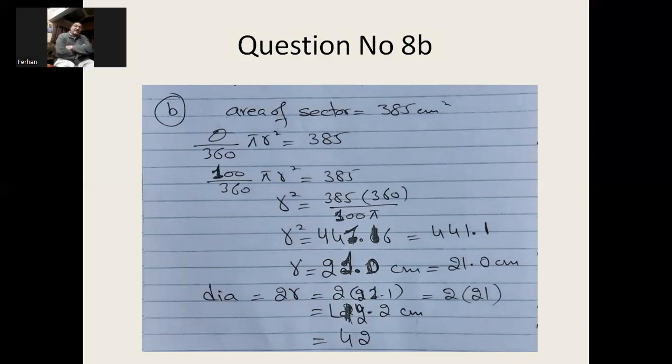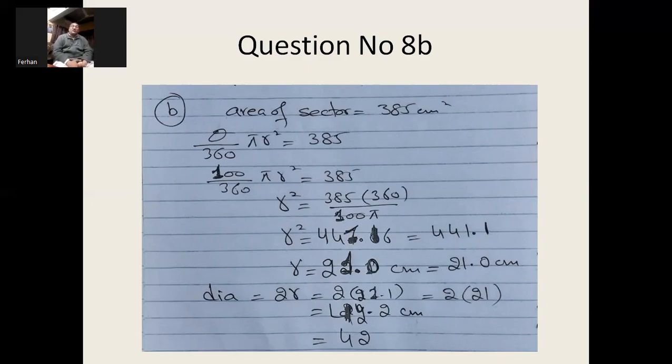So when I make r square alone, on the other side, r square will be equal to 385 multiply 360 divided by 100 pi. So in your calculator, you will enter 385 multiply 360 divided by 100 pi equals, and that will be 441.16. So approximately it is 441.1, or you can say 441.2. And take the square root on both the sides, because this value was r square. When you take the square root on both sides, you get r equals 21. So the radius of the sector is 21 centimeter.